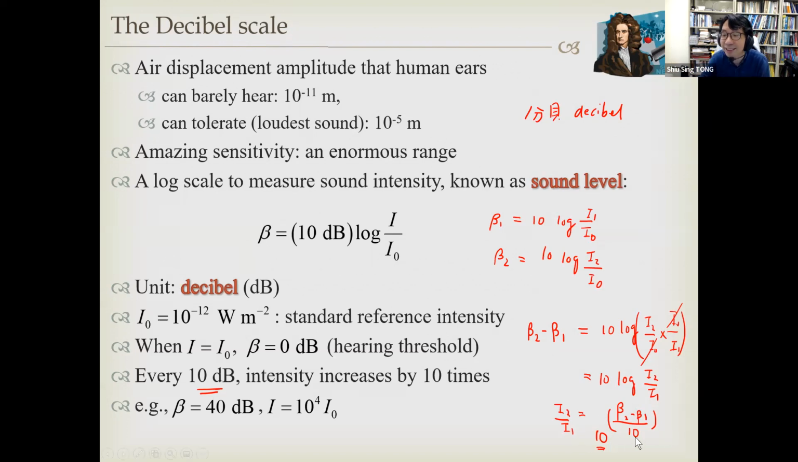It's not linear. Whenever you change by a certain amount of decibel, that corresponds to a certain number of times of change. Okay. Now, for example, if beta is 40 decibel, then the sound intensity will be 10,000 times the threshold sound level, the threshold intensity. Okay.